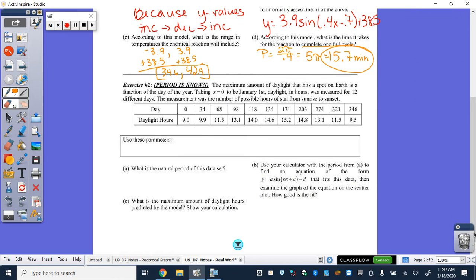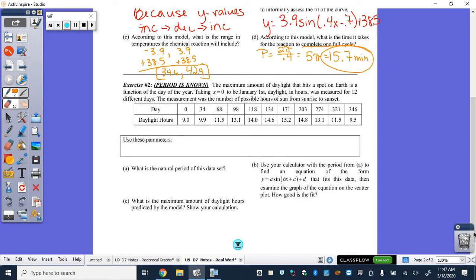Now switching pace, when period is known. So slightly different. Maximum amount of daylight that hits a spot on Earth is a function of the day of the year. Taking x equals 0 to be January 1st, daylight in hours was measured for 12 different days, and they were random different days. The measurement was the number of possible hours of sun from sunrise to sunset. Now the parameters are going to be a little different this time because we actually know the period. We're talking about a full year. So how many days do we have in a year? 365. So after 365, it's going to repeat its cycle.